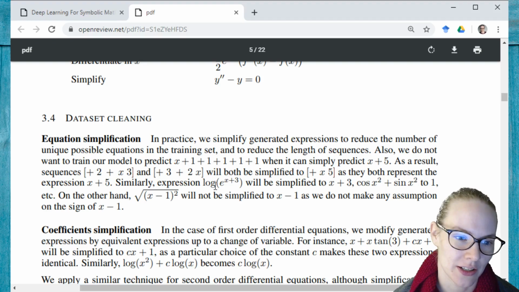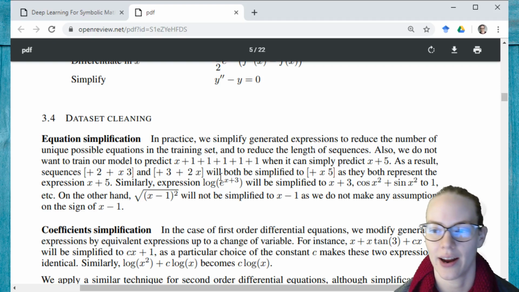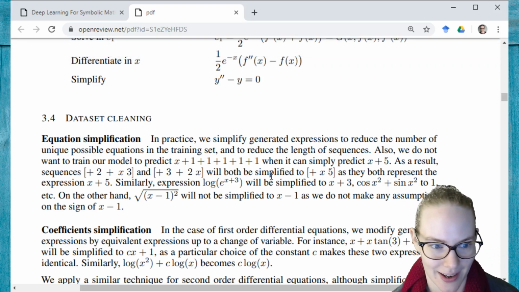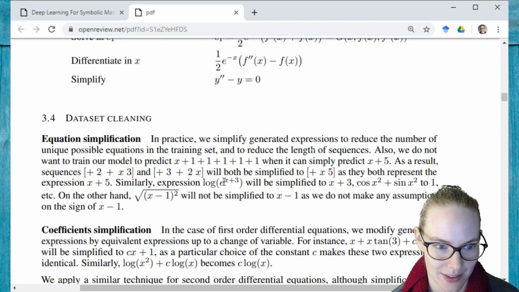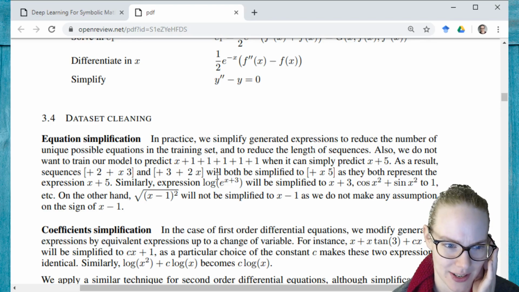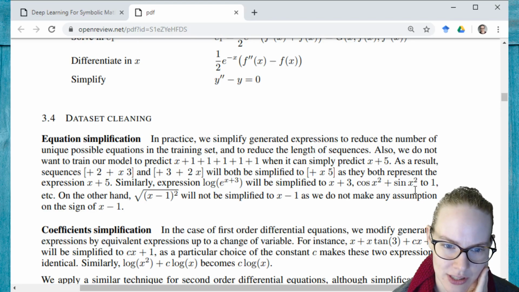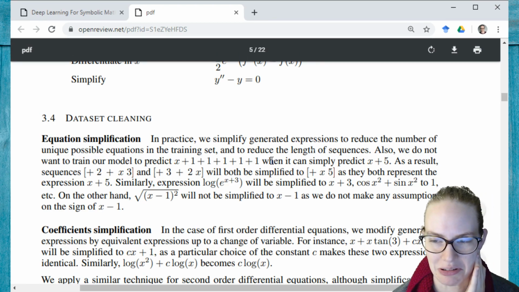Similarly, the expression natural log of e to the x plus 3 will be simplified to x plus 3, and cosine of x squared plus sine of x squared to 1. Oh, sorry. The log of... No, yeah. The natural log of e to the x plus 3 will be simplified as x plus 3. Yes, because these two cancel out. And cosine x squared plus sine of x squared simplifies to 1 from trigonometry.